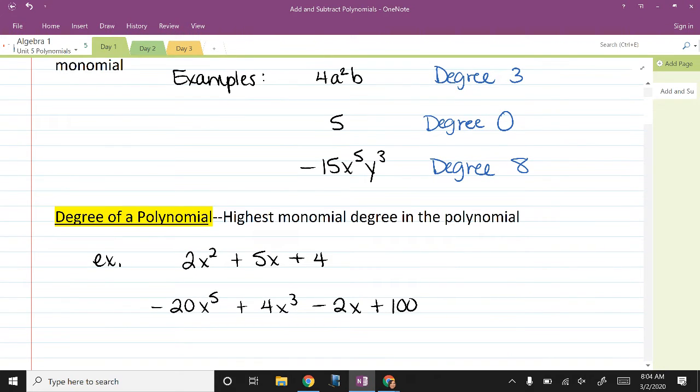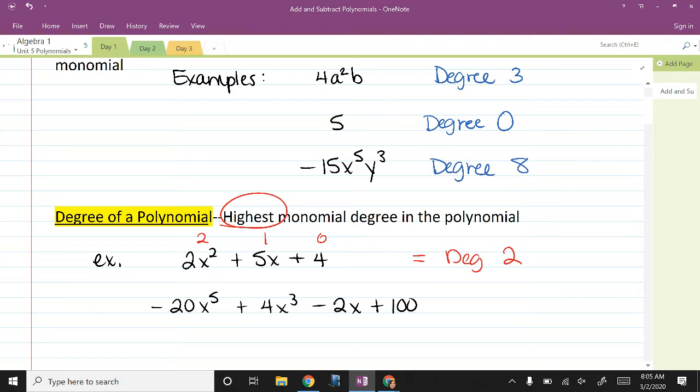Okay. So when you have a polynomial, that's more than one monomial added or subtracted together, right? If you've got more than one monomial with adding and subtracting going on, then each monomial has its own degree. 2x squared has a degree, 5x has a degree, and 4 has a degree, right? What's the degree of this one? 2. What's the degree of 5x? 1. What's the degree of 4? 0. So to take the degree of the polynomial, it's going to be the highest of what you got. So what's bigger, 2, 1, or 0? 2. So that whole polynomial has a degree of 2.